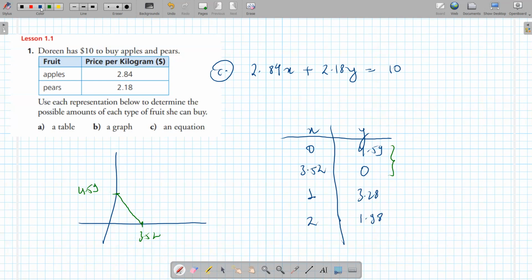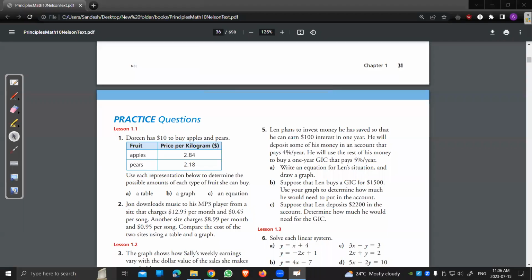We're not really interested in the other three quadrants here because these are both kilograms of fruits. They cannot be negative, so we don't really care about the negative quadrants. Any point on this line is a combination of x and y. And that's how much she can afford with $10, okay? Pretty simple question.